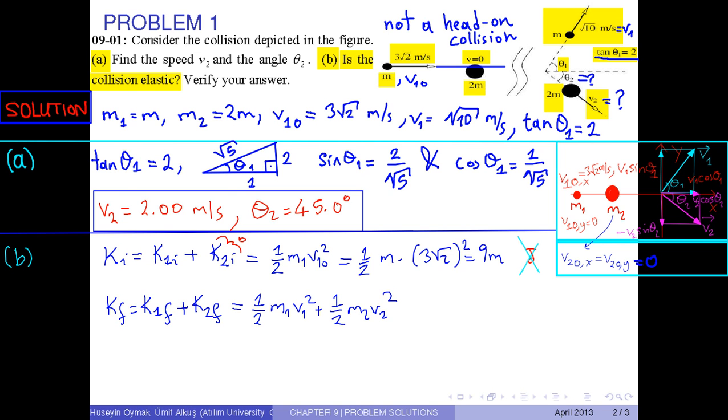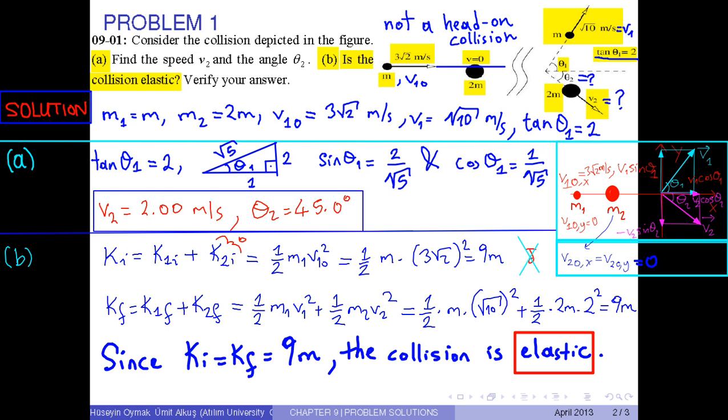Now, we put the corresponding values into this equation to get 1 over 2 times m times square root of 10 squared plus 1 over 2 times 2m times 2 squared. Therefore, the final kinetic energy is 9m. Therefore, initial kinetic energy is equal to final kinetic energy. As a final remark, we may claim that the collision is elastic, since the total mechanical energy is conserved. Okay, we have answered all the questions in this problem.